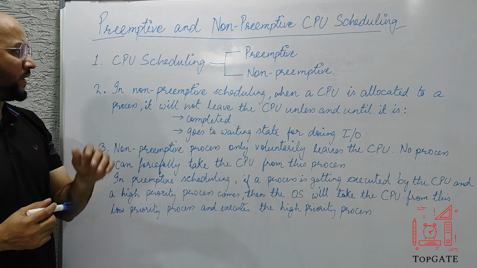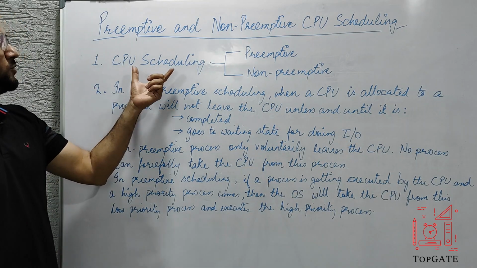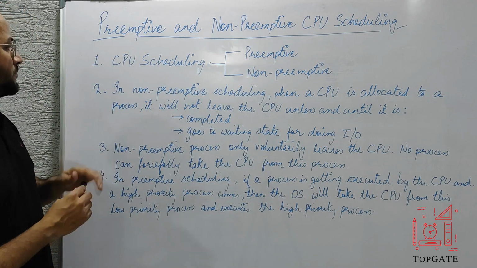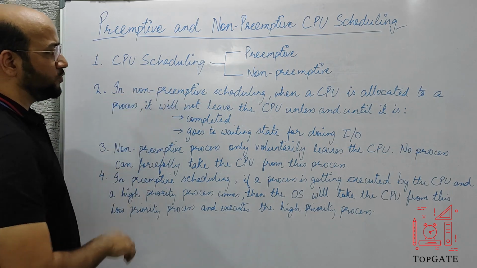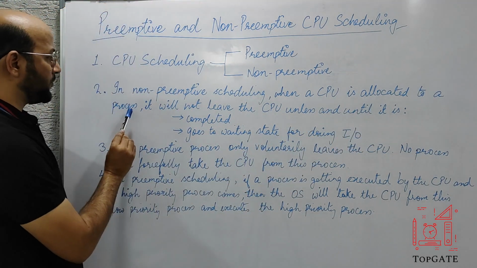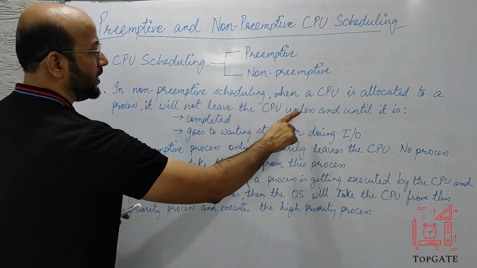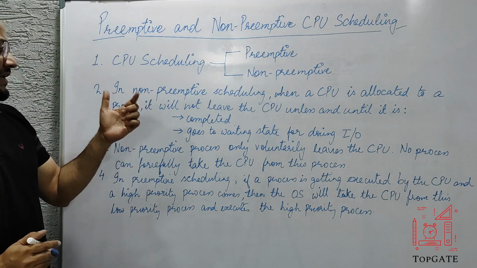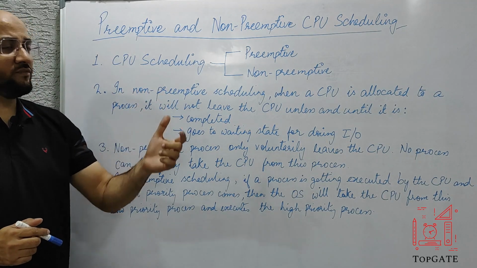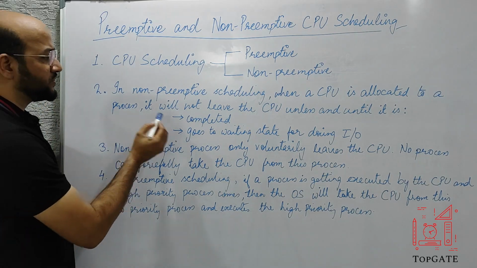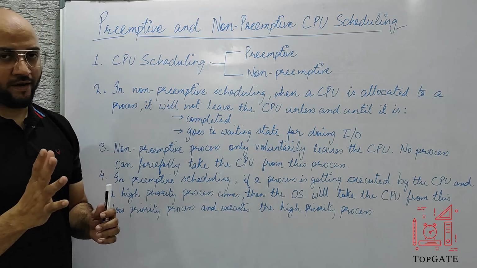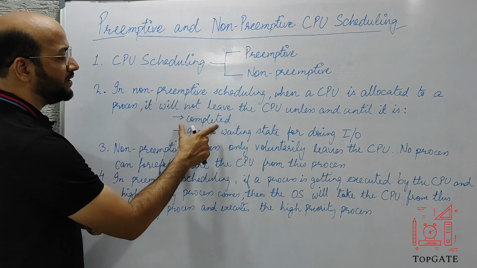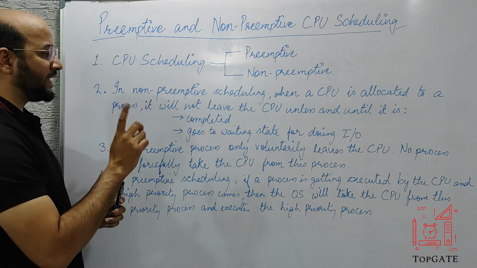So let's discuss this pointwise. The first point says that CPU scheduling is of two kinds. One is preemptive, one is non-preemptive. That is clear. Second point, it says that in non-preemptive scheduling, when the CPU is allocated to a process, it will not leave the CPU unless and until it is completed. So the process can only leave the CPU in two situations. First, when this process is completed, then it will definitely leave the CPU.